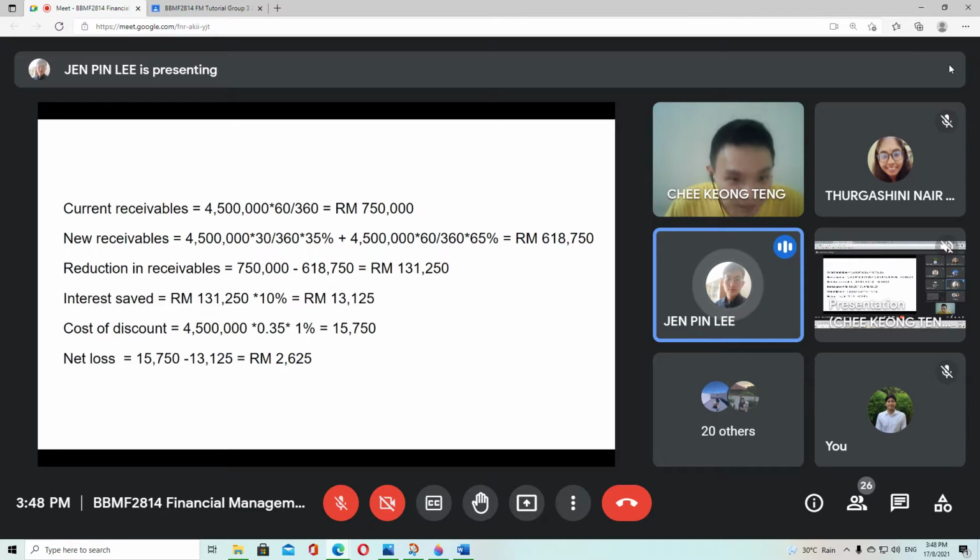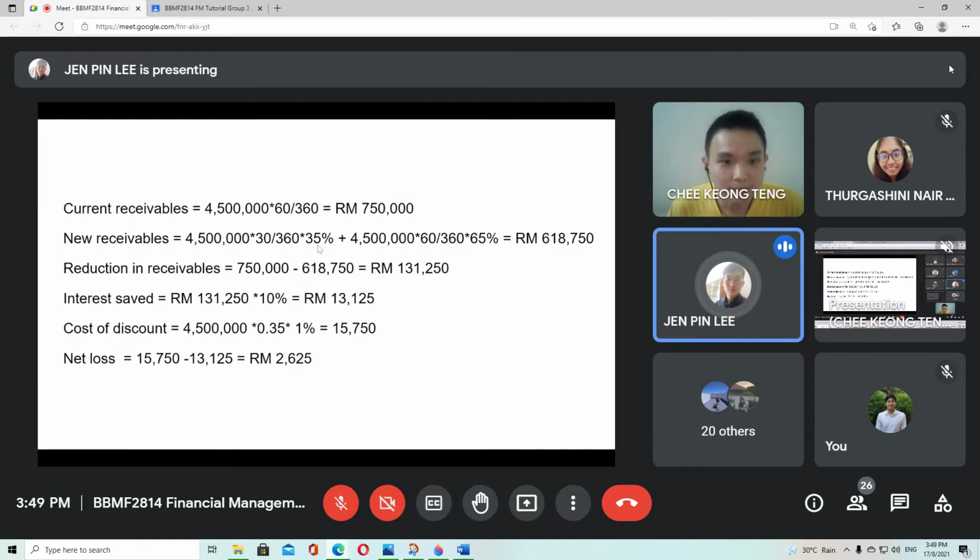For question 2, the current receivables, if there is no discount being given, the current receivable is of 4.5 million, which is the credit sales, is expected to be received within 60 days. So the current receivable will be 4.5 million multiplied by 60 and divided by 360 days, and we will get 750,000.